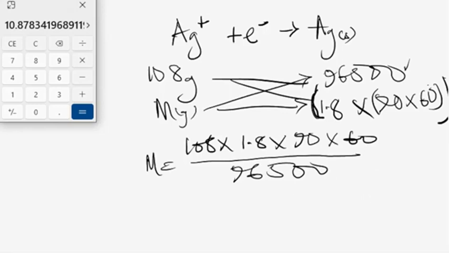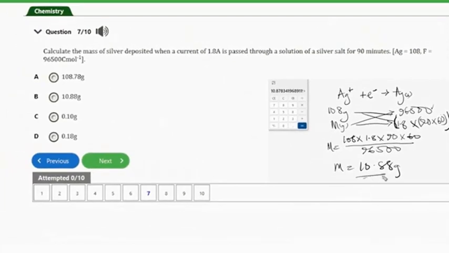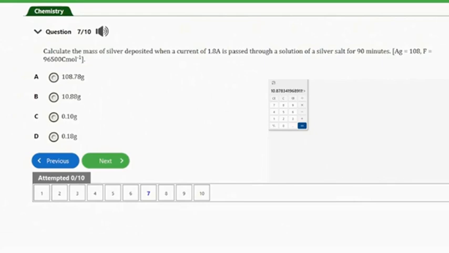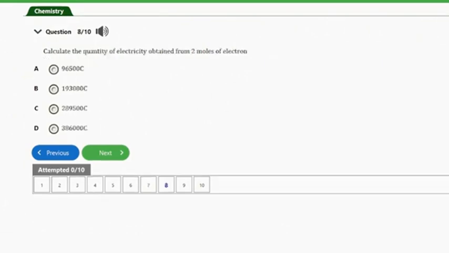So guys, this is 10.878. So this is approximately 10.88 grams. So that's it for this question, and the right answer to this question here is option B. So we are going to check out the next question, guys, and that's question number 8 here.